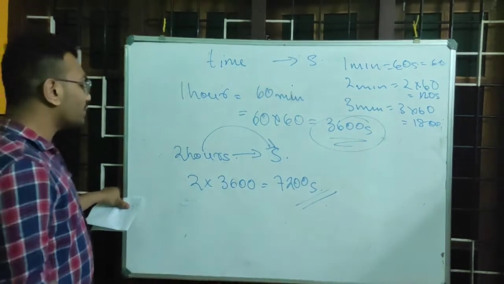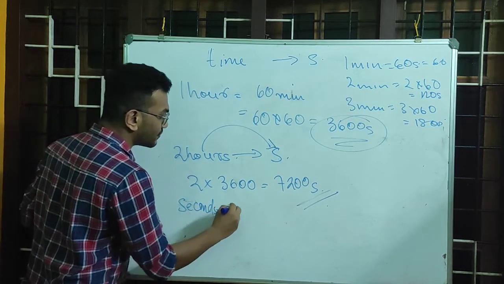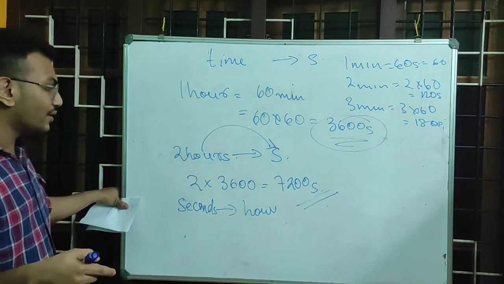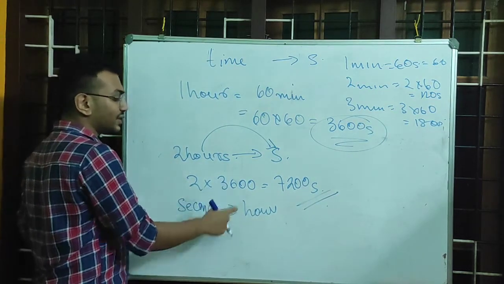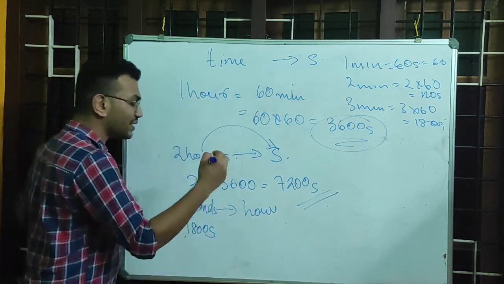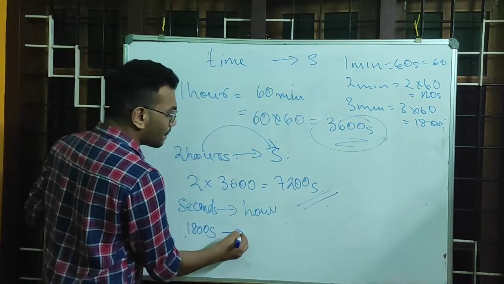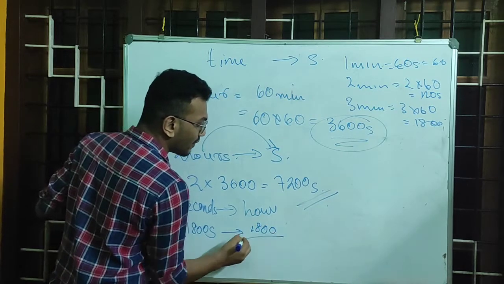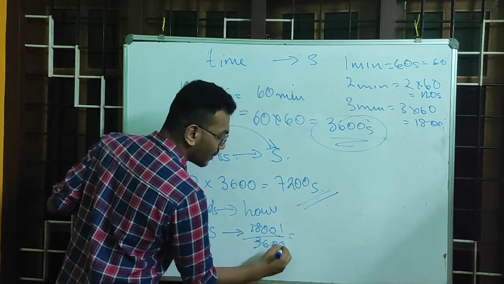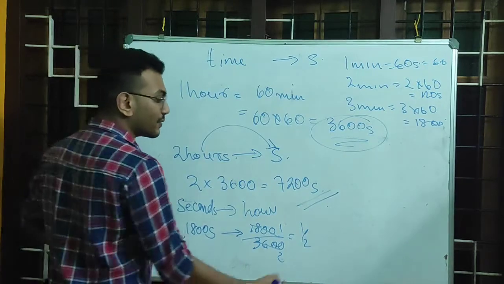Now, how will you convert seconds to hours? The conversion would be simple, right? We have to divide by 3600. Take the case of 1800 seconds. Convert 1800 seconds to hours. It would be 1800 divided by 3600, that is 1 by 2. 1 by 2 is 0.5, which means half an hour, right?